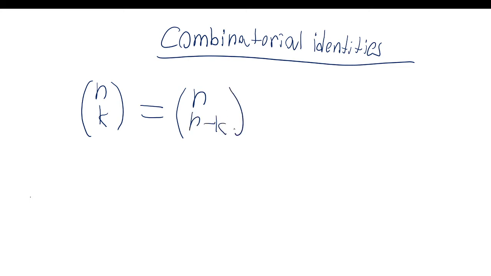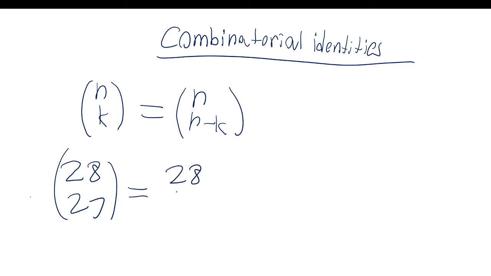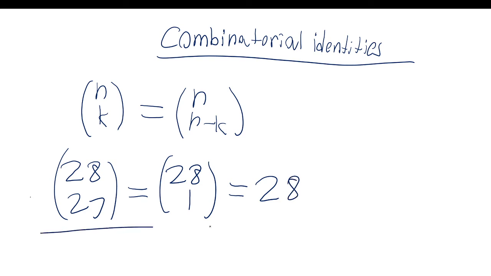I'm going to give an example of this. Let's say we have 28 choose 27. How can we simplify this? Well, we keep the n constant, and then we compute n minus k. 28 minus 27, that's 1. And we see that the answer is just 28. It's so simple to simplify our combinatorics. So always make sure to simplify using combinatorial identities.